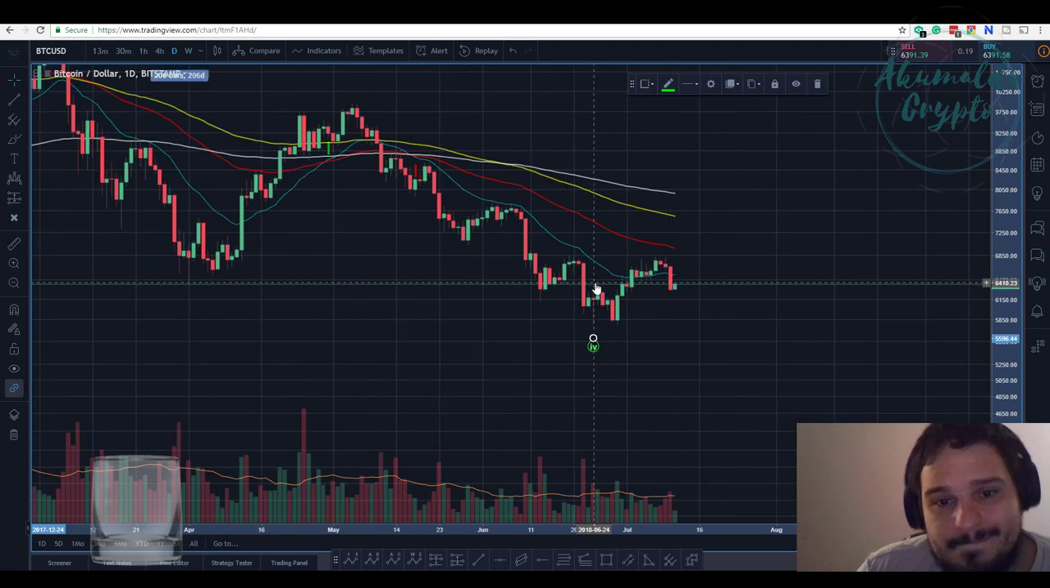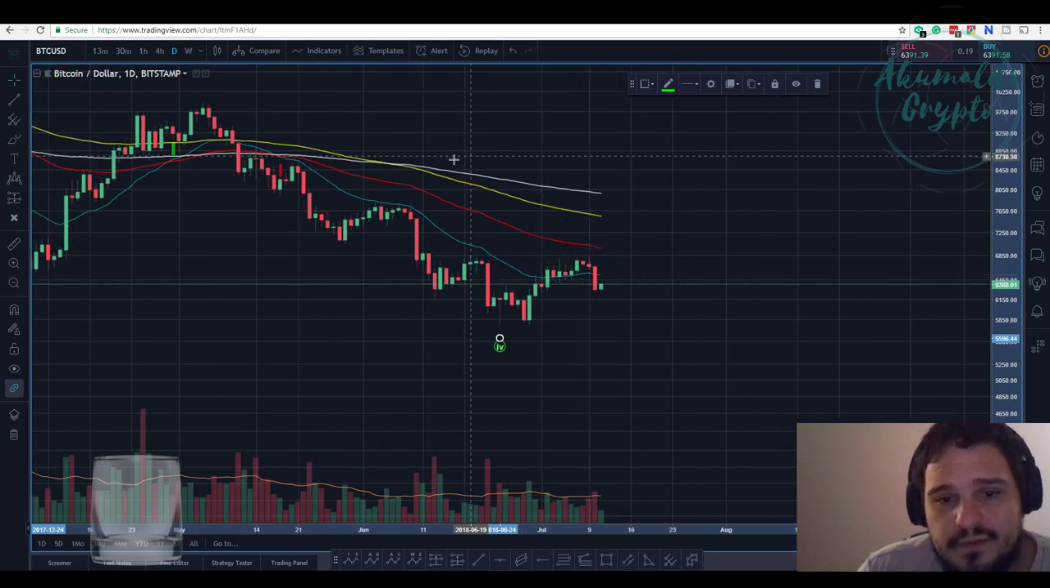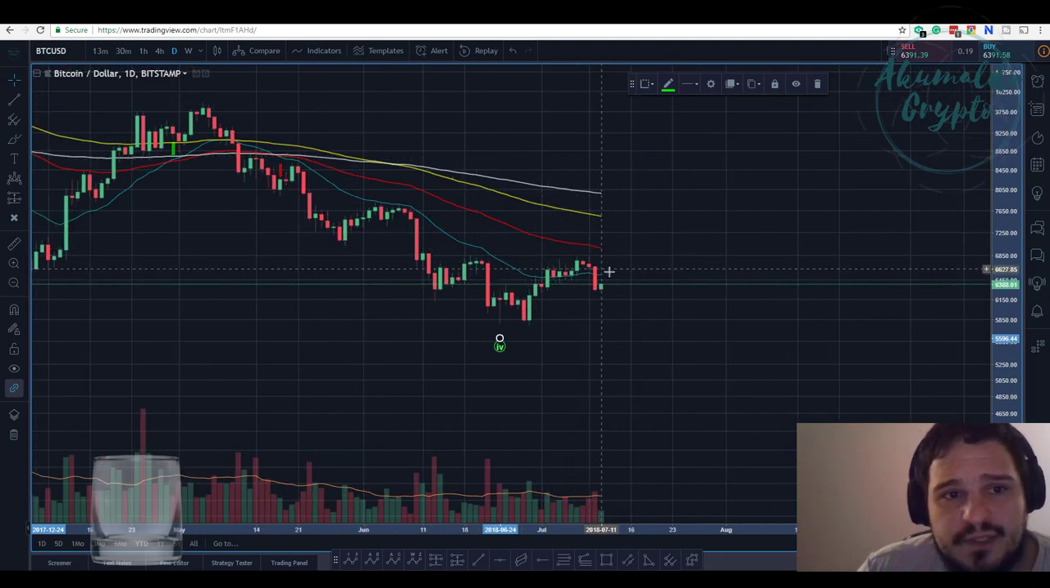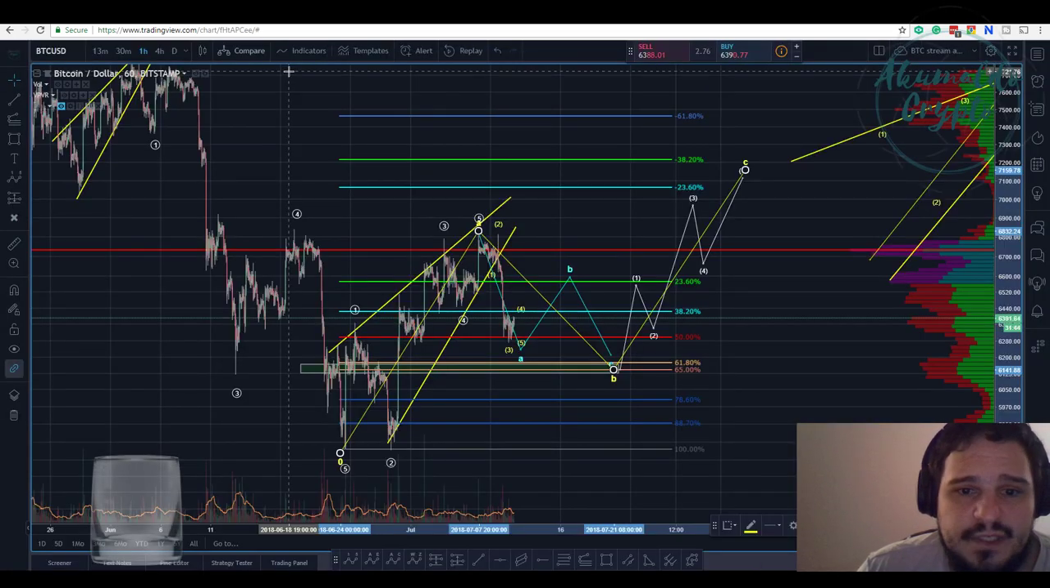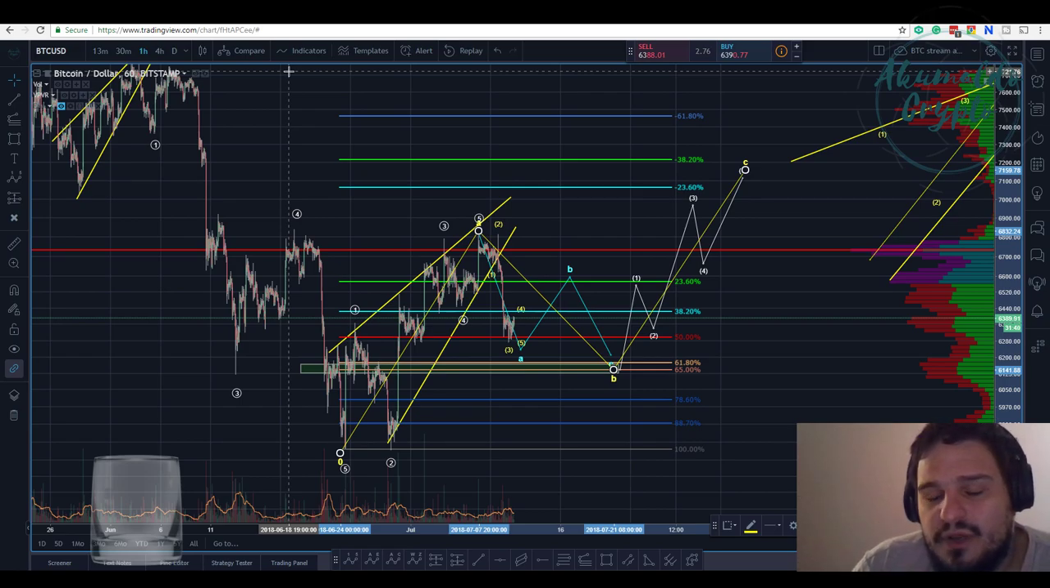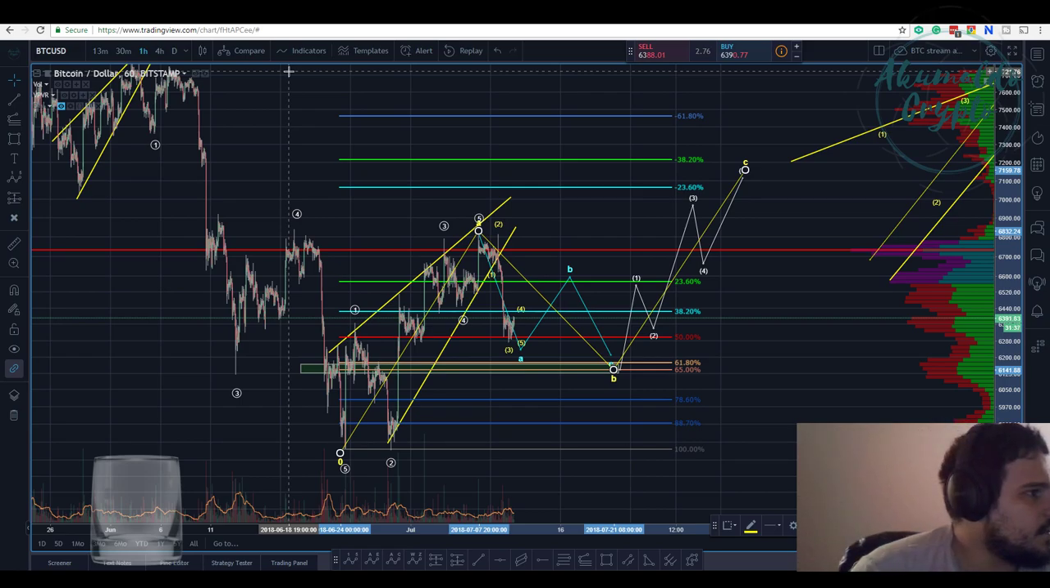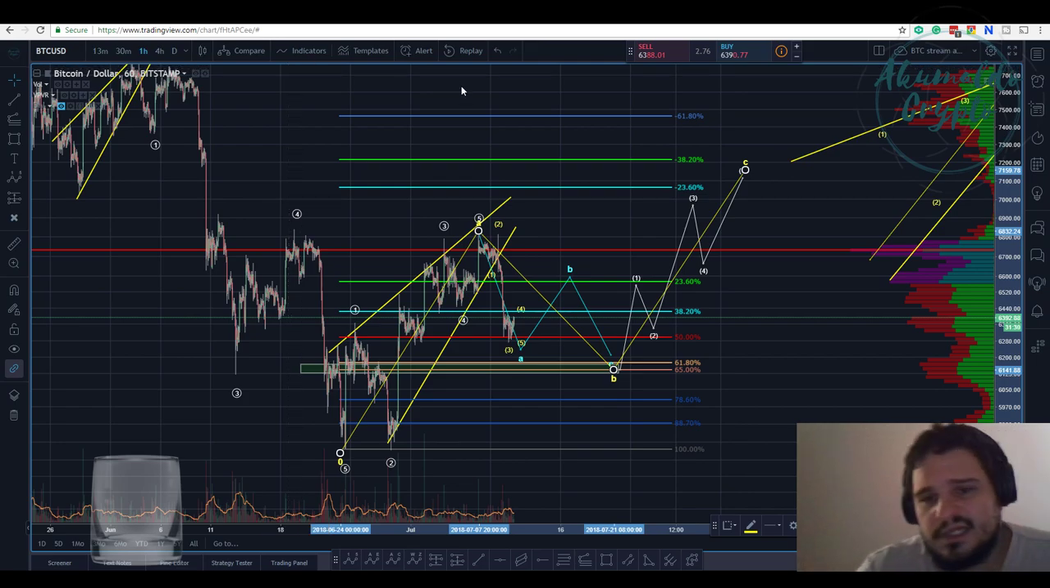Okay, so it's difficult to tell what's gonna happen. Yes, if we don't have support, it's difficult to tell. I don't have a bullish count. So I don't have a bullish count.